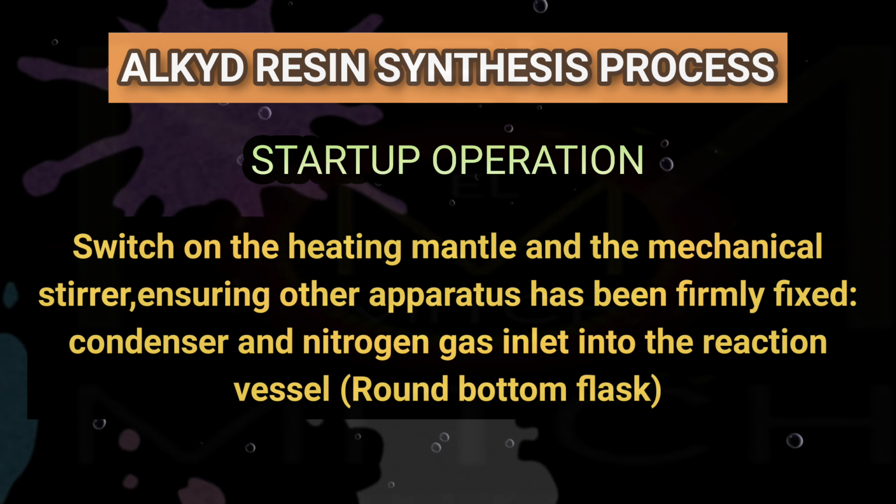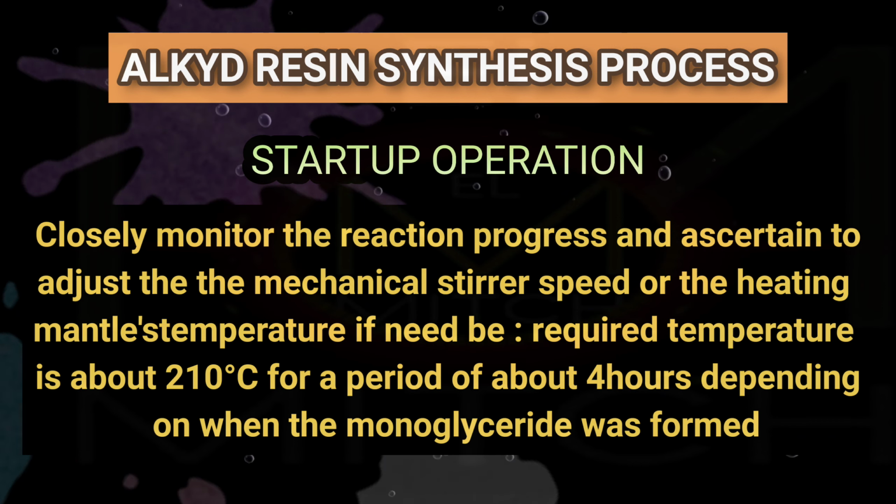Now switch on the heating mantle fitted with the 3 or 4 necked round bottom flask incorporated with the gas inlet and the mechanical stirrer, and ensure that the system is well closed. The reaction progress should be monitored closely to avoid violent reactions within the system. At some point, you might need to reduce the mechanical stirrer speed or reduce the heat coming from the heating mantle. The whole reaction should last about 4 hours.